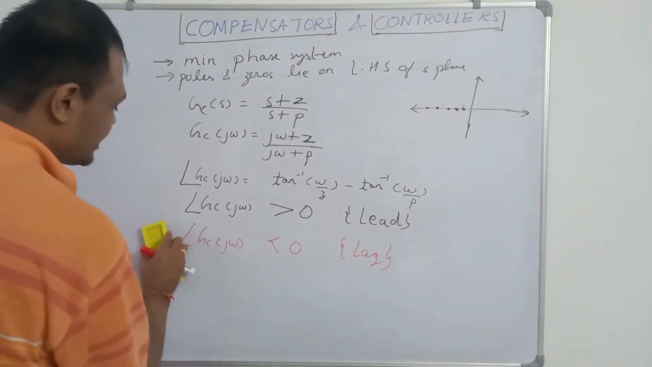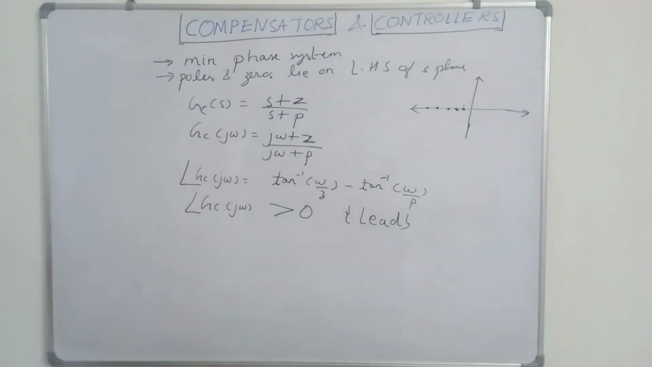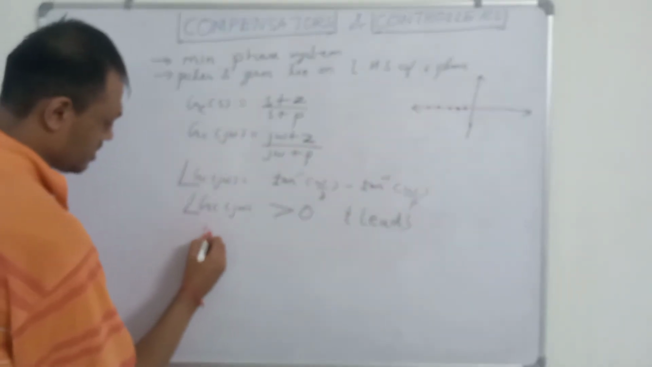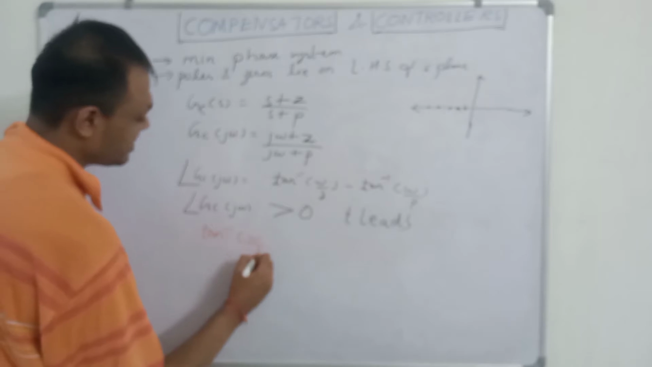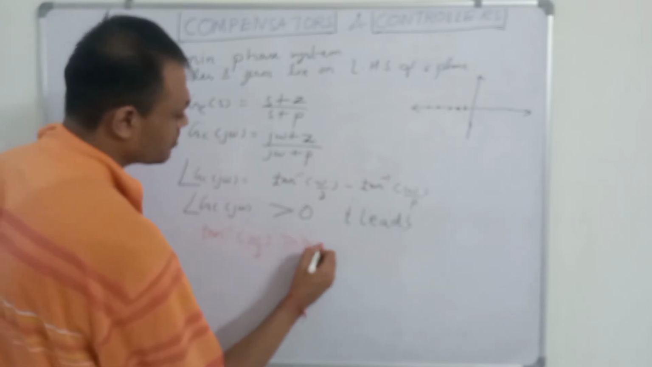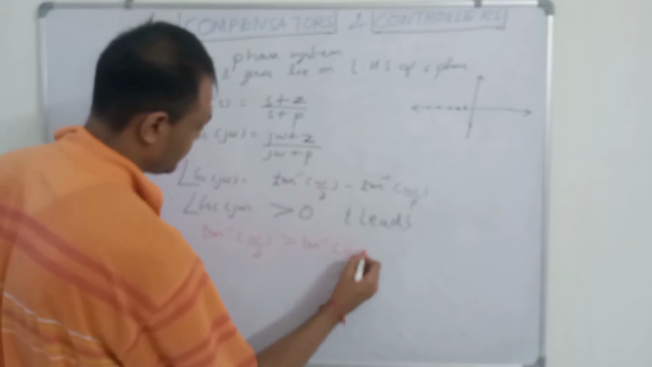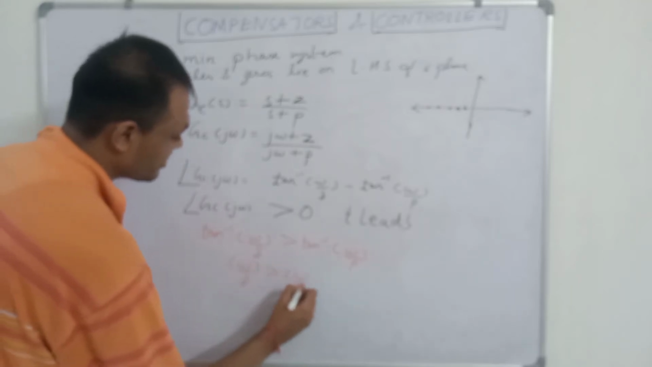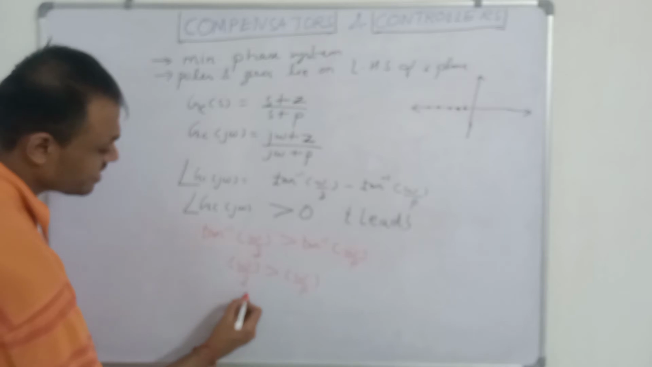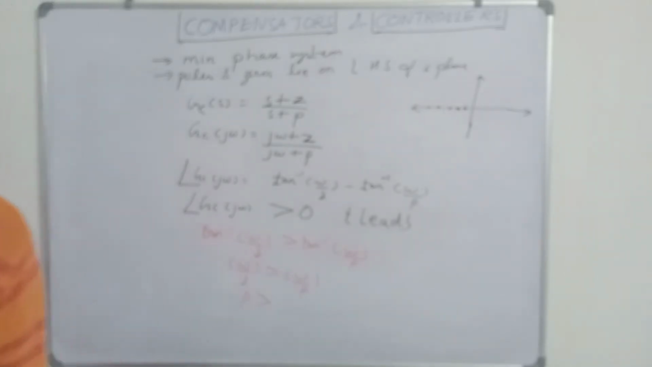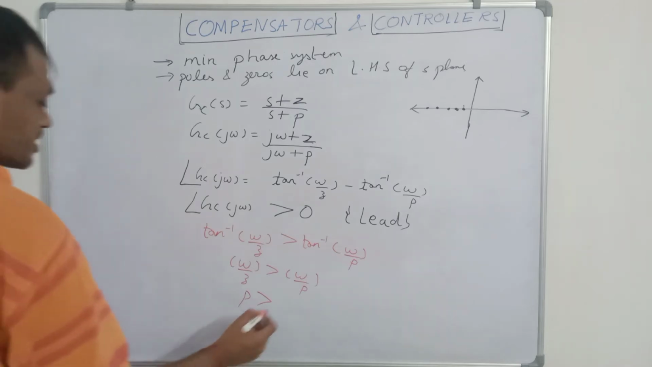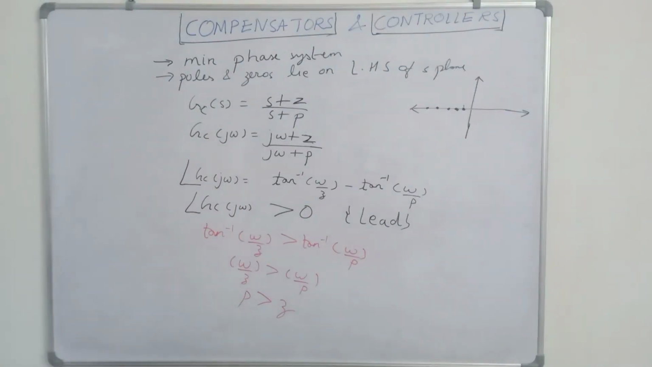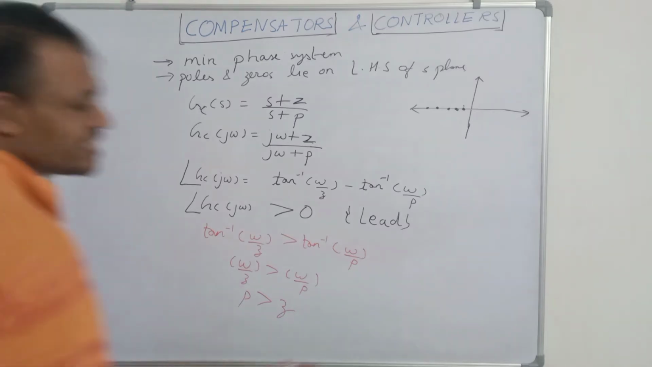So for a lead compensator, the angle being greater than 0 means tan inverse of ω/z is greater than tan inverse of ω/p. So ω/z is greater than ω/p, which means P is greater than Z. So if P is greater than Z, then it is a lead compensator.